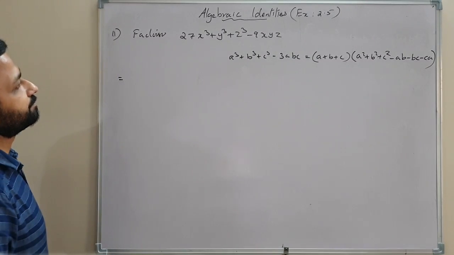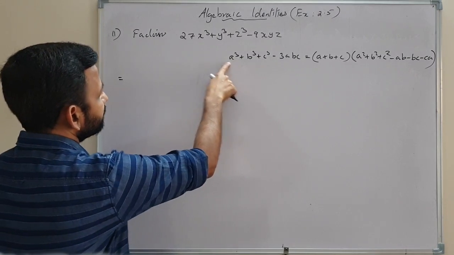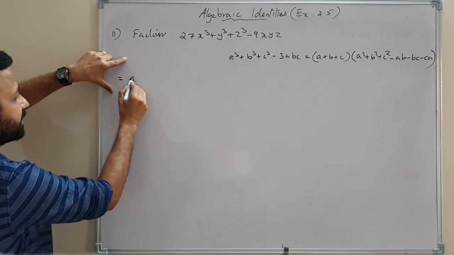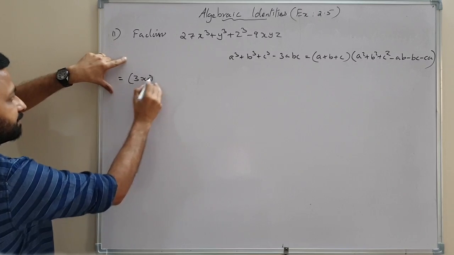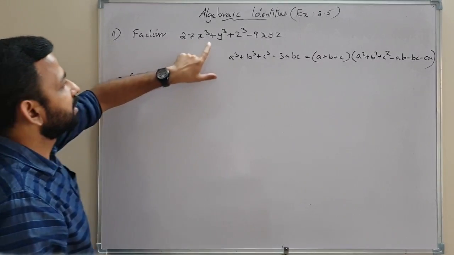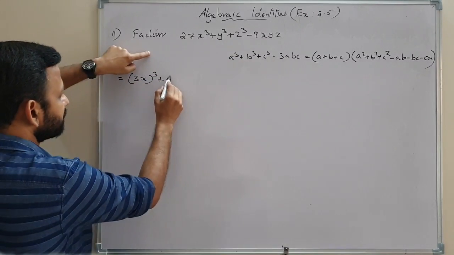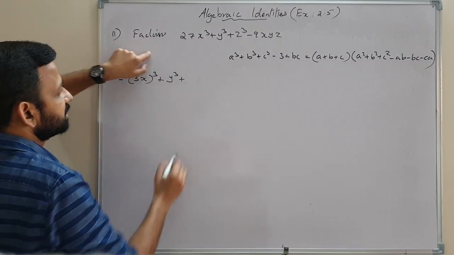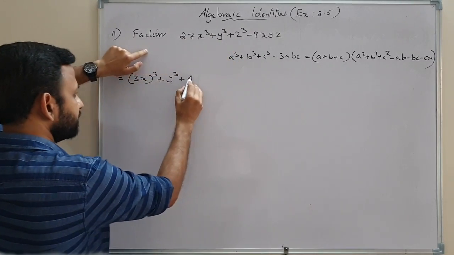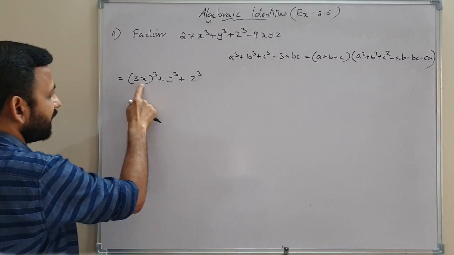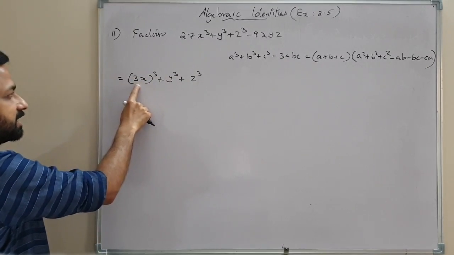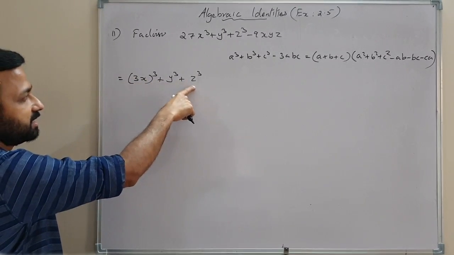27x cube, a cube form. 27x cube we can write as 3x whole cube, plus y cube, that is b cube, plus z cube, same, c cube. So now we got a, b, c: a is 3x, b is y and c is z.